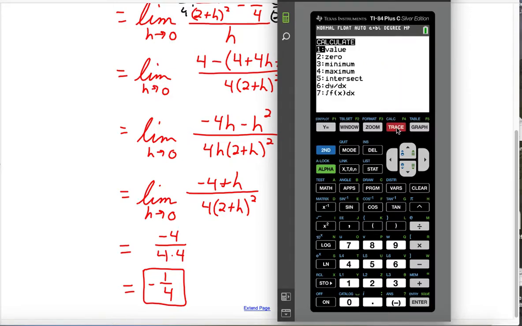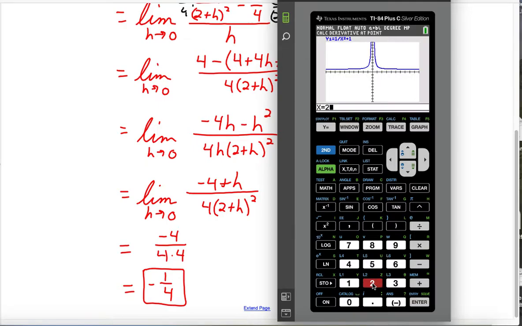So I go to second, trace, to get to the calculate menu, and I'm going to choose number 6, dy dx, which is just another notation for the derivative of y with respect to x. And I want to do it at x equals 2. Press enter, and we get dy dx is negative 0.250001. Due to its methods of calculation, the calculator has a slight rounding error. So we're pretty safe in assuming that we have the correct answer. We're a little better than the calculator.